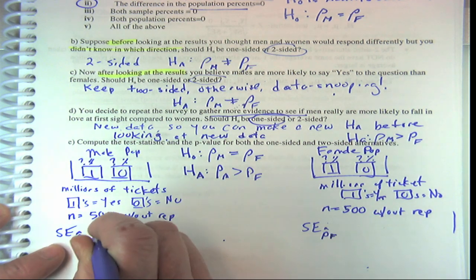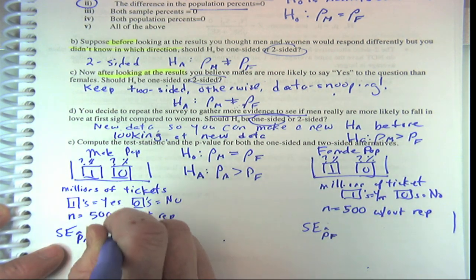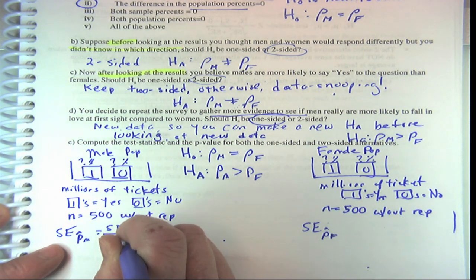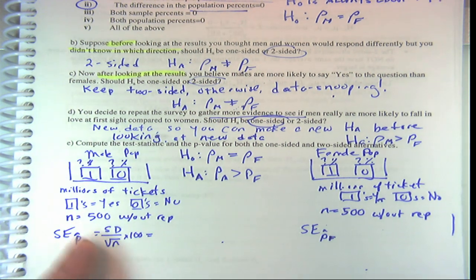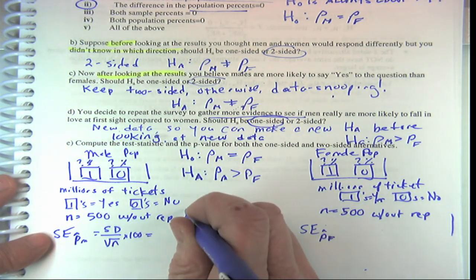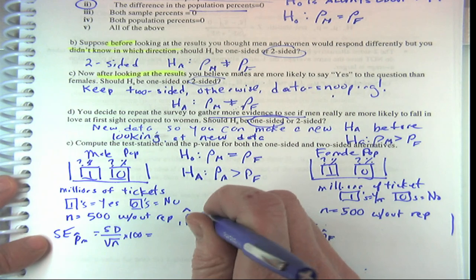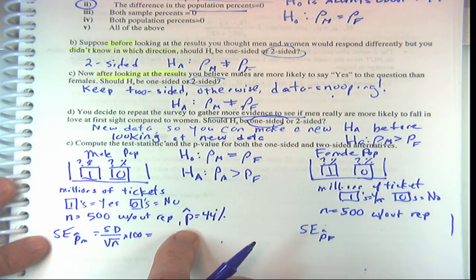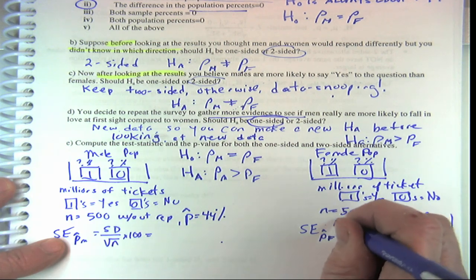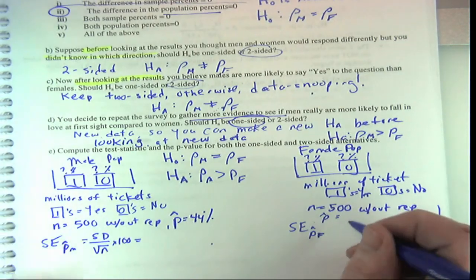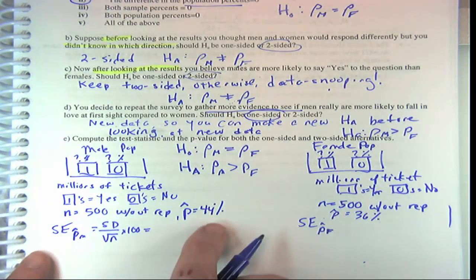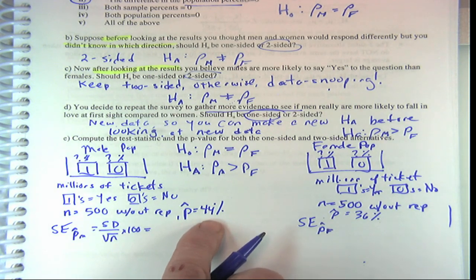So what does that mean? Remember, it's the same thing. It's SD over the square root of n times 100. But what's the SD in this case? Well, that's going to be estimated from our sample. And for the men, what did we get? We forgot to put here that we got a p hat of 44%. And for the women, where am I getting it from? Up here, 36%.